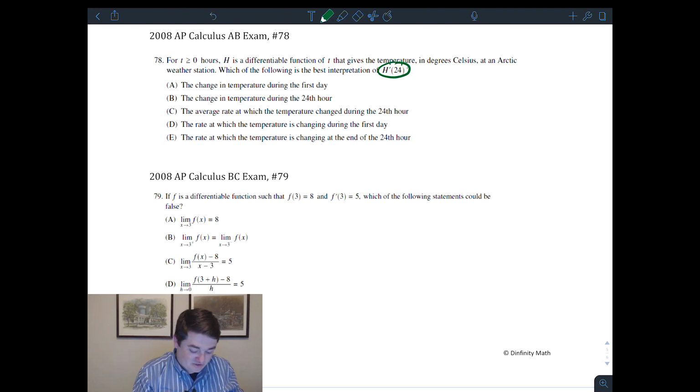And so when I look at my answer choices here, A and B don't mention a rate at all, just a net change, which is not what derivative is. C talks about an average rate. Now, average rate is something else. Derivative is instantaneous rate of change. So C is out. D and E differ only in when we're looking at the rate of change. D says the end of the first day, but we plugged in 24, which we're talking about the 24th hour. So the answer is E.